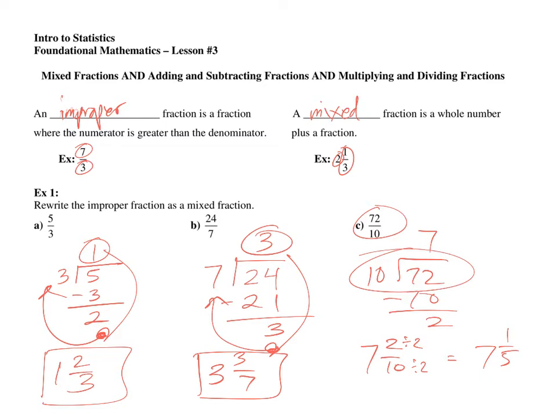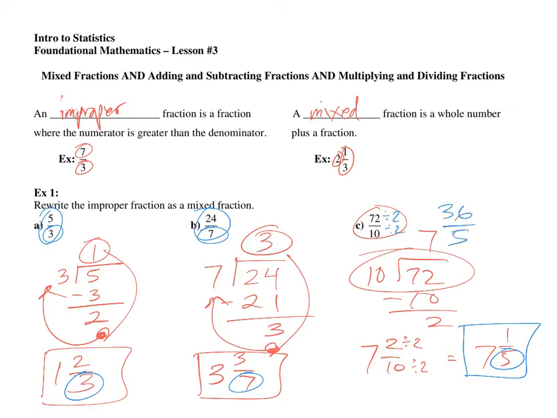Alright, so there's my answer. Now notice that the denominator here is the same as the denominator I started with. It's not the same here. Why is that? Well, that's because we didn't simplify the fraction from the beginning. 72 over 10 could be reduced to 36 over 5. Now we have the same denominator. So just want to make you aware of that.